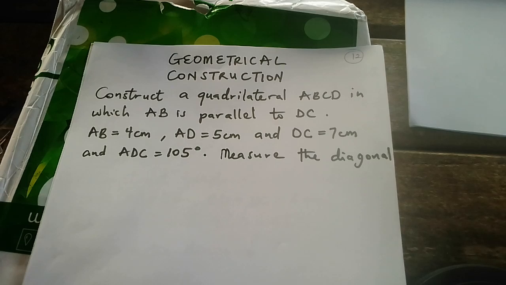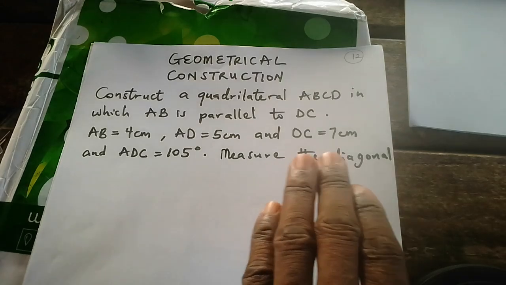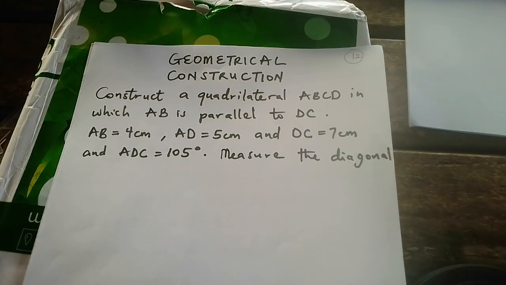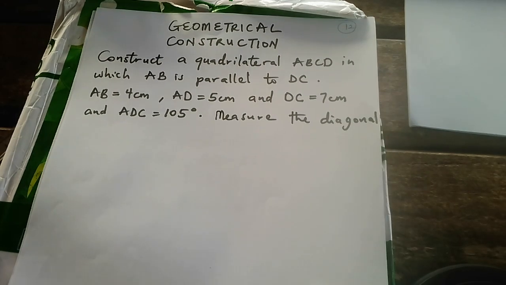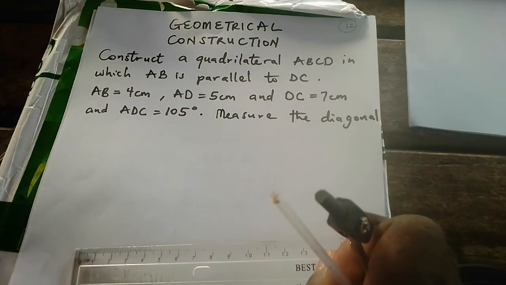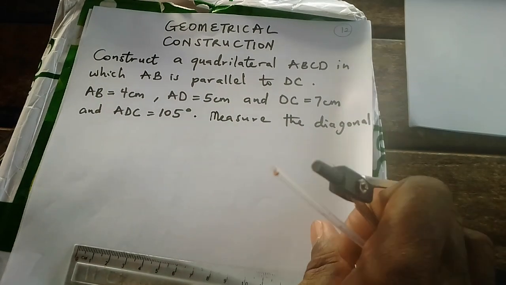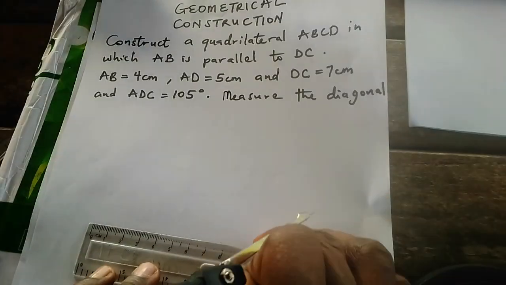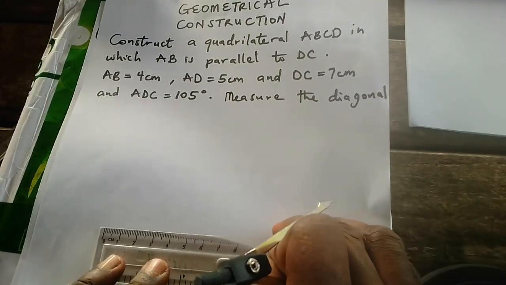Measure the diagonal. Now, first of all, we are going to draw line DC. 7 is the longest part. So we are going to draw line DC, which is 7 cm. So you do it as I do it. Practice it as I'm doing it so that you'll be able to get it proper. So we are going to draw line DC, which is 7 cm first.